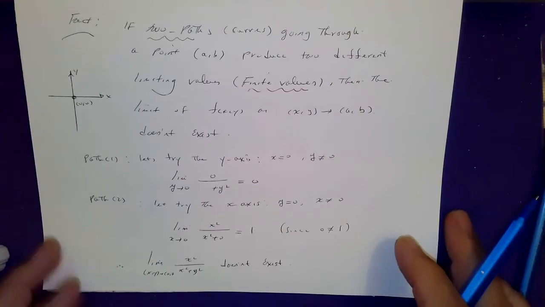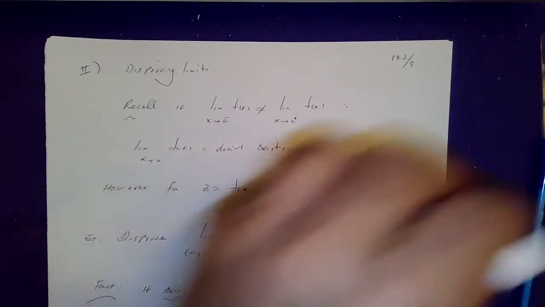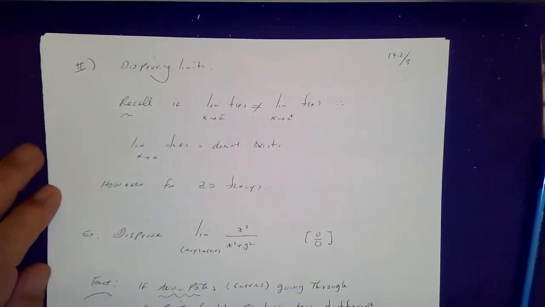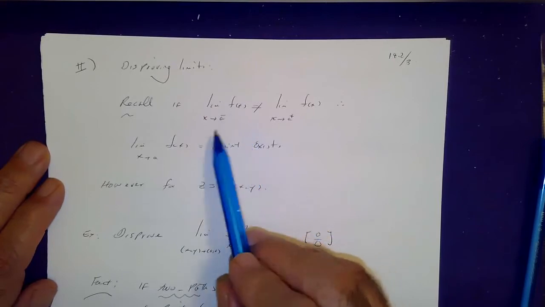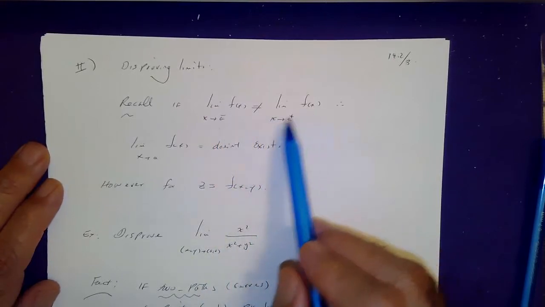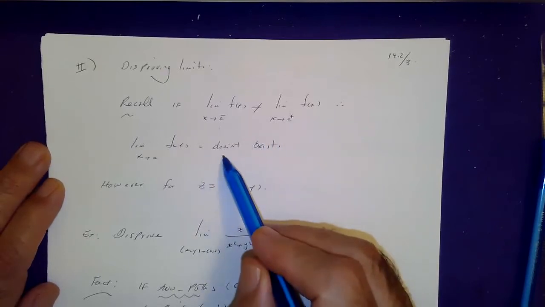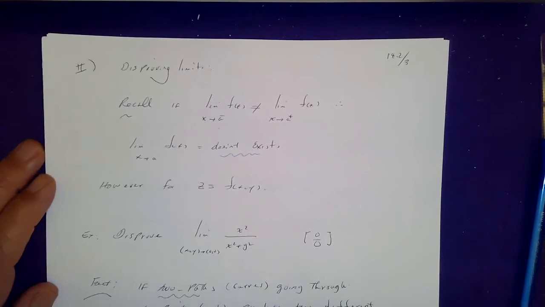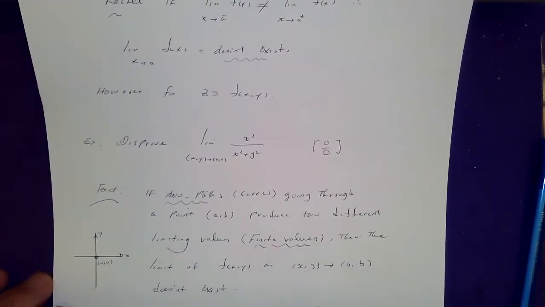So now, how do you disprove? Remember, in single variable calculus, we said if the limit from the left side does not match the limit of the function when x approaches a from the right side, we say the limit doesn't exist. Once again, mayday, mayday, that concept doesn't apply for functions of several variables.